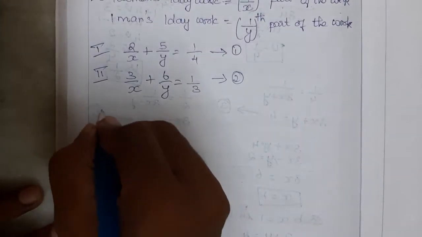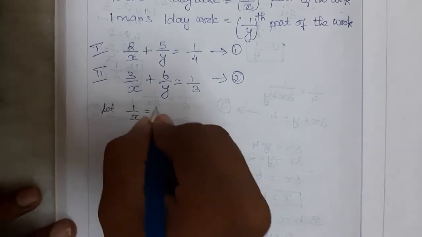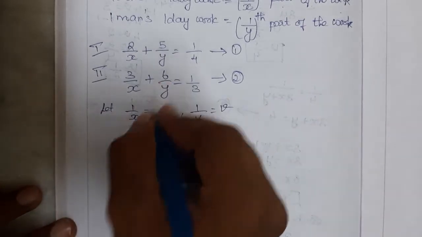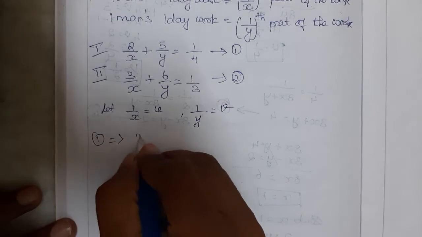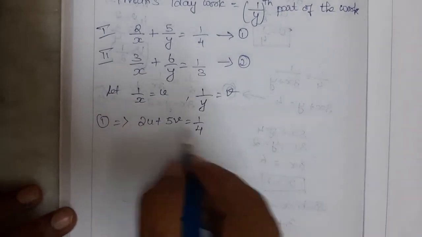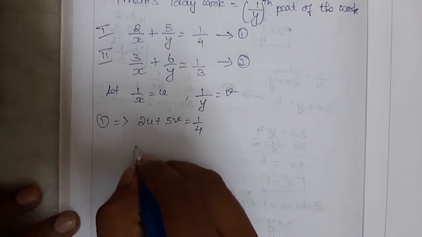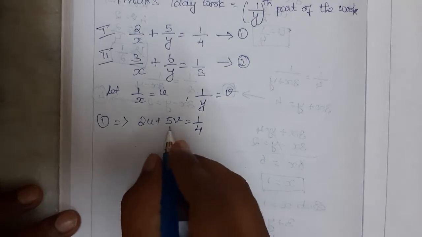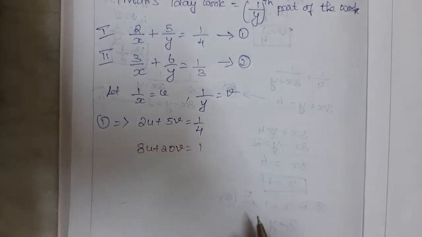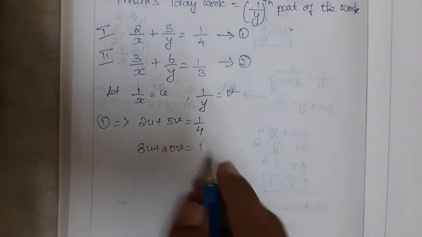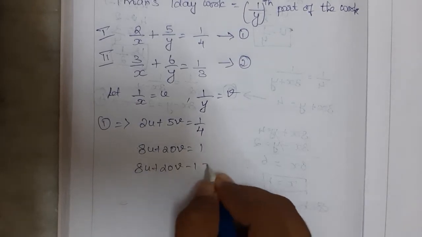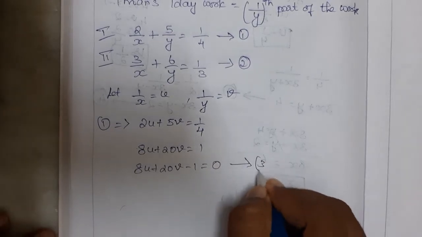So we can reduce by assuming 1 by X is equal to U and 1 by Y is equal to V. Substitute in 1 and 2. So the first equation will become 2U plus 5V is equal to 1 by 4. This we can rewrite by multiplying 4 on both sides. It will become 4 2s are 8, 5 4s are 20. So 8U plus 20V is equal to 1. Clear? So let me bring this side. I will use the cross multiplication method. 8U plus 20V minus 1 is equal to 0. That will be equation 3.